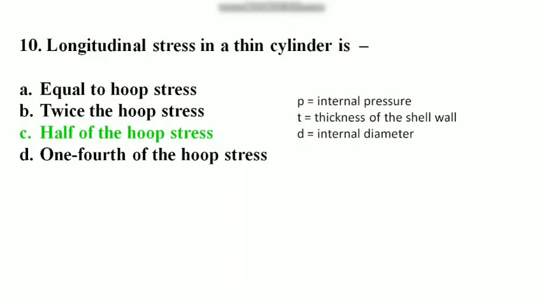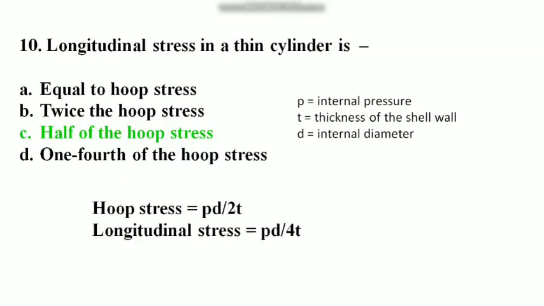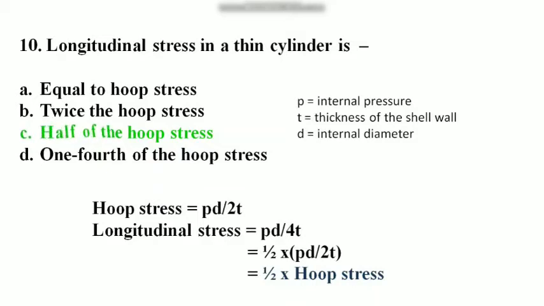If P is the internal pressure, T is the thickness of the shell wall, and D is the internal diameter, then hoop stress equals PD by 2T, and longitudinal stress equals PD by 4T. So that can be written as half into PD by 2T, that is half into hoop stress. So option C, half of the hoop stress, will be the right answer here.